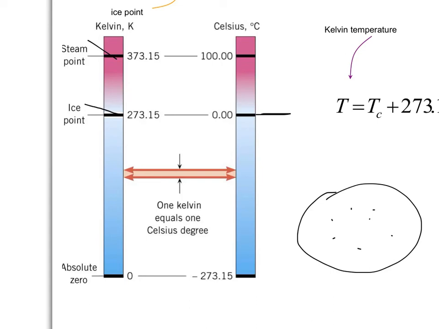The actual magnitude of the intervals for Kelvin and degree Celsius are the same. It's just that they're zeroed on something different. So whenever you want to figure out what the temperature in Kelvin is, your temperature in Kelvin equals your temperature in Celsius plus 273. Right?